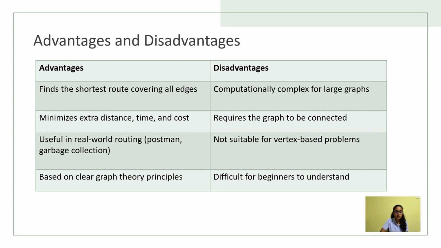Advantages and disadvantages of the Chinese Postman Algorithm. Advantages are: find minimum route, save time and cost, useful in real life routing, and based on clear graph theory principles. Disadvantages are: high computation for large graphs, requires connected graph, not suitable for vertex-based problems, and difficult for beginners to understand.